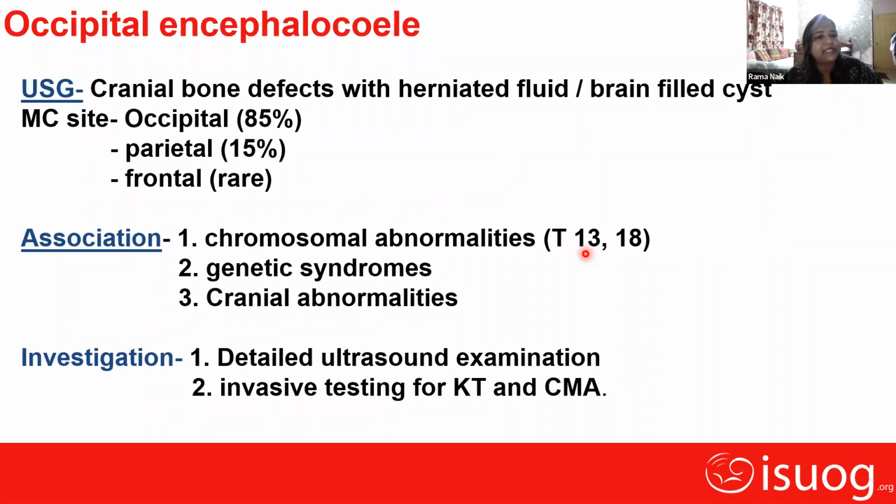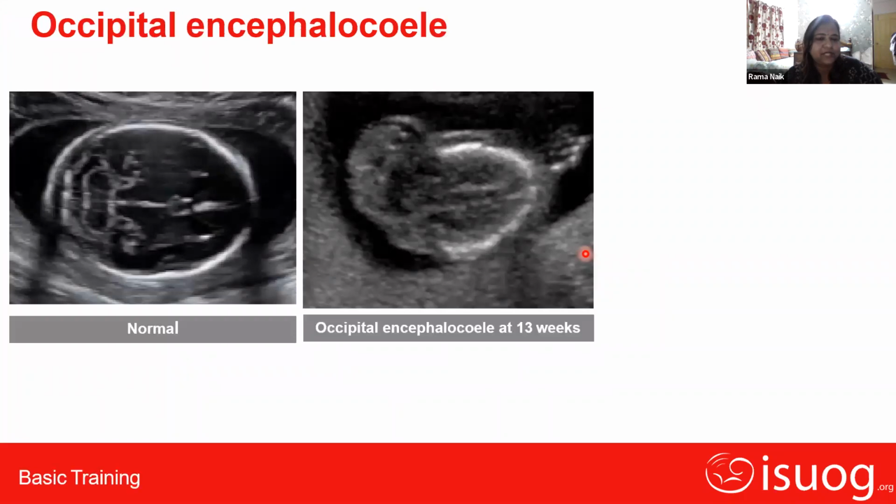Now, occipital encephalocele. It's a defect in the cranial bone through which fluid or a brain-filled cyst-like structure pops out. The most common site is occipital, 85%, and it can also be seen in the parietal or frontal region. It can be associated with many chromosomal abnormalities, genetic syndromes, or cranial abnormalities. That's why referral and detailed examination and investigation is a must.